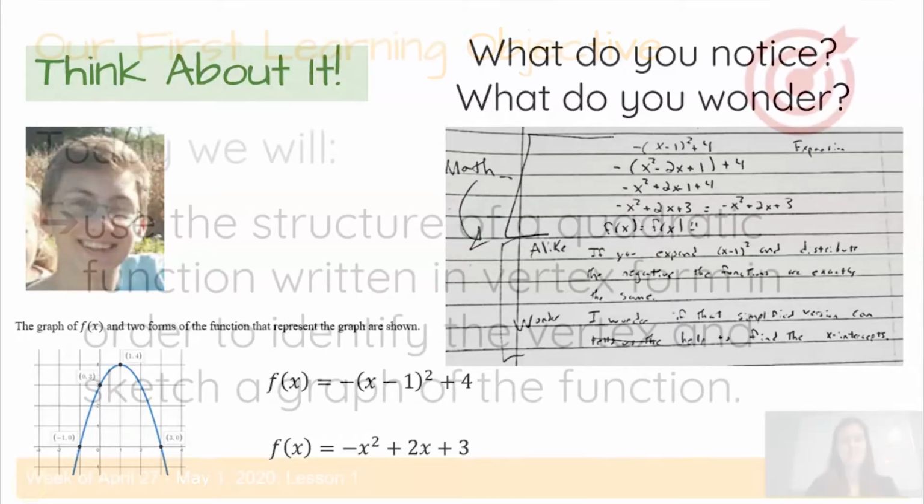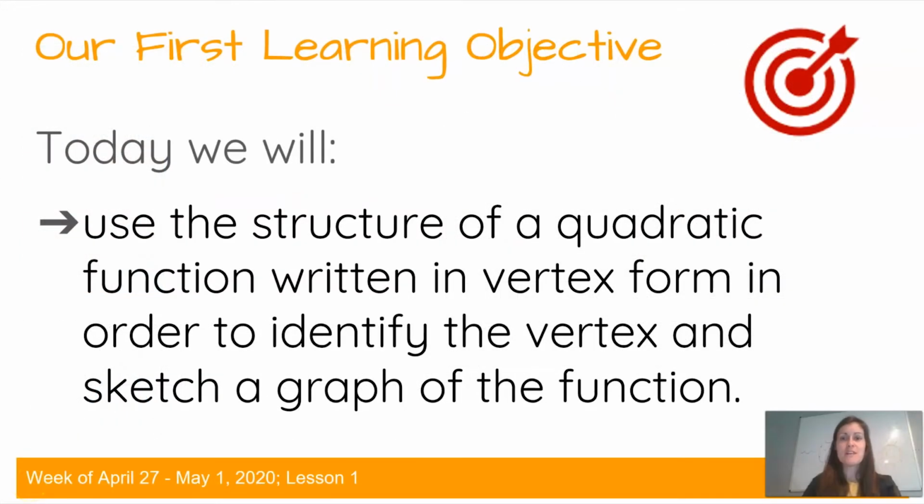High five. The material covered in today's mini lesson is the same as the print packet for Algebra 1 during the week of April 27th. This is Lesson 1. Our learning objective for today is to use the structure of a quadratic function written in vertex form in order to identify the vertex and sketch a graph of the function.